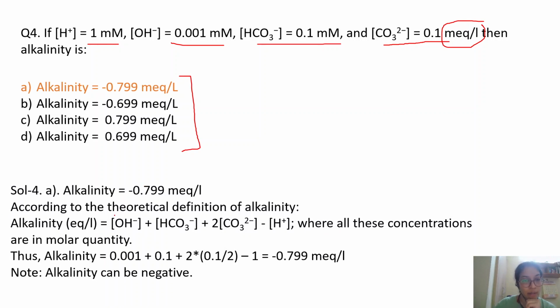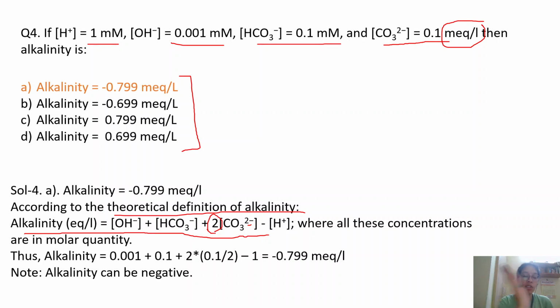So we have to see the theoretical definition. What is the alkalinity? Alkalinity is equal to the concentration of OH, bicarbonate, 2 times carbonate, minus H plus. Why 2 times? We are multiplying it by the stoichiometric coefficient. So 2 negative, that's why 2 times, and sir has explained very properly how we came up with this equation. So please have a look at that equation.